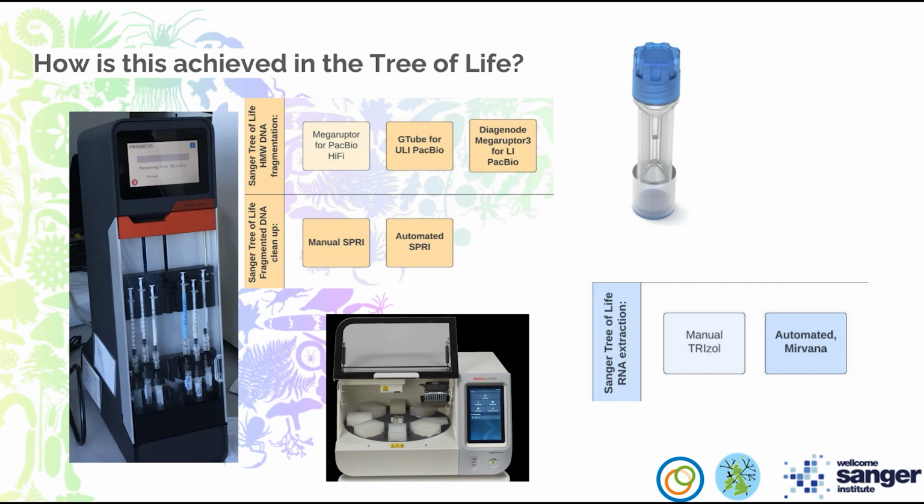We then have the SPRI, which again we have an automated or a manual version of that, and the automation is in the KingFisher. And we do RNA extractions. For a long time we did manual TRIzol, and now we've moved that onto the Apex with an automated Nimbus method. We find them equally good. We have really high success rates for RNA extraction and RNA-seq.